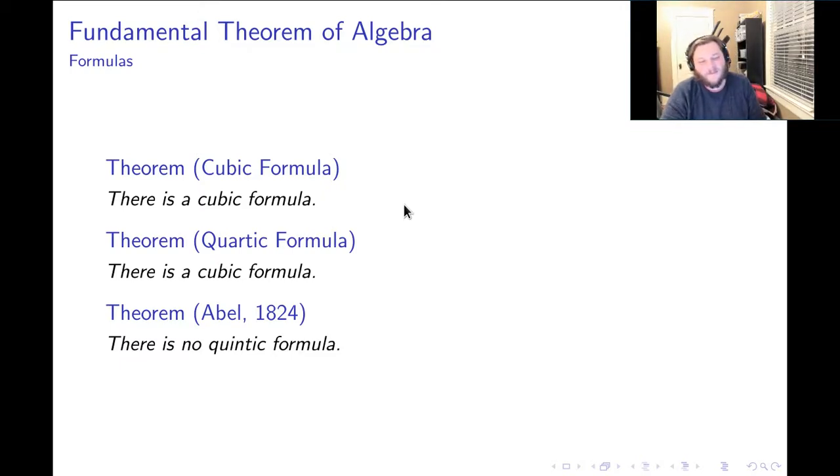So this theorem is amazing, but it does have a downside, which says, well, if your polynomial has a degree bigger than 4, the project of finding the roots of that polynomial is quite difficult. So what people do in practice is they use approximation algorithms to find roots.